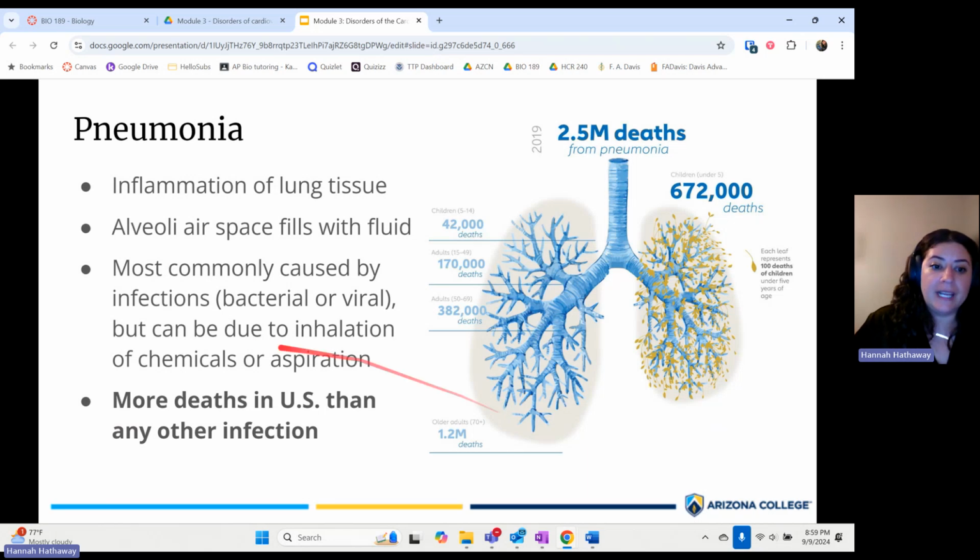So pneumonia can be caused by infections, bacterial or viral, but it can also be caused by inhaling something. So if someone's drowning, and they inhaled a lot of water, that water can travel into their lungs and cause an inhalation pneumonia. Also, children are more prone to inhalation pneumonia just because they are eating stuff all the time. Or also, once again, inhaling chemicals that can cause inflammation within the airways. More deaths in the United States are caused by pneumonia than any other infection, which is scary.